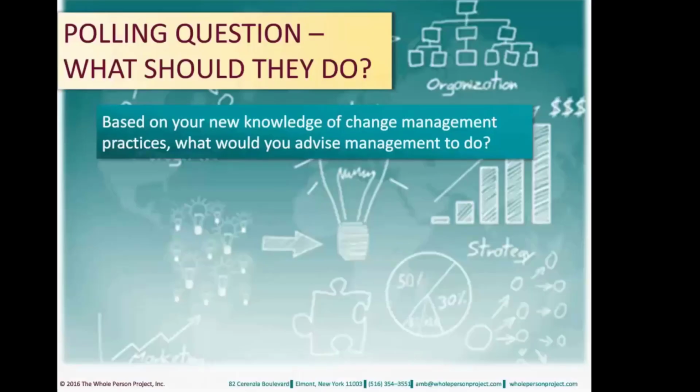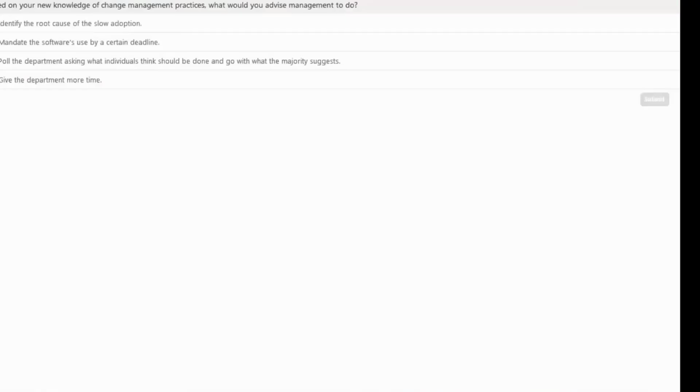Let me give you your choices. Your choices are to identify the root cause of the slow adoption, mandate the software is used by a certain deadline, poll the department asking what individuals think should be done and go with what the majority suggests, or give the department more time.